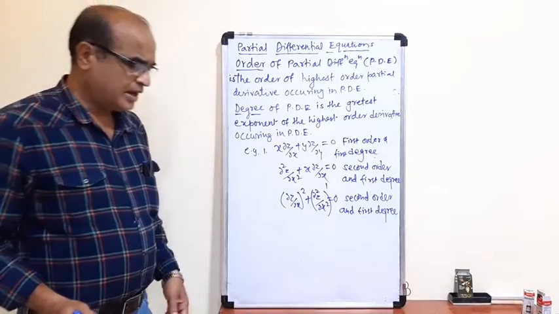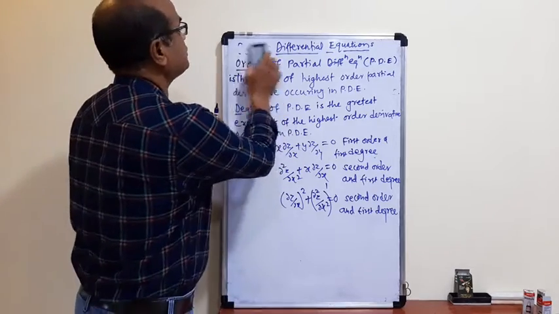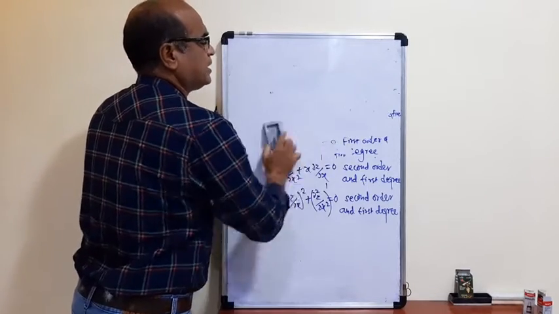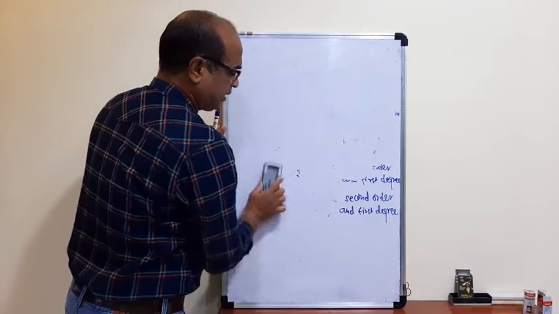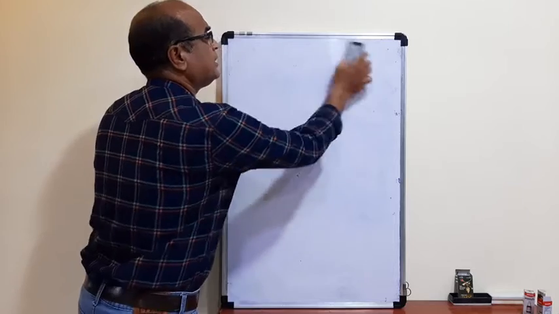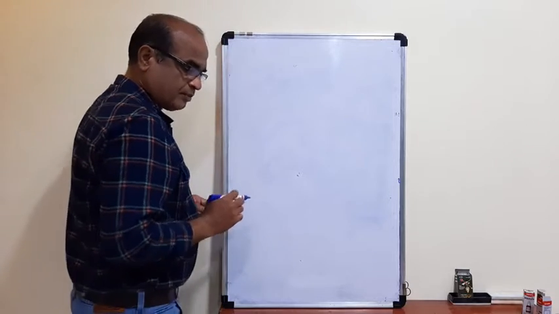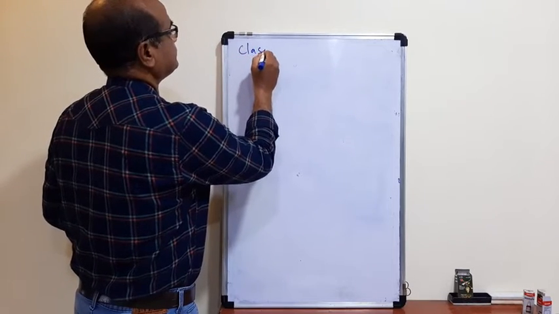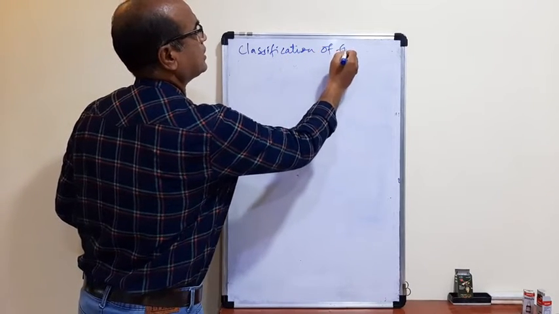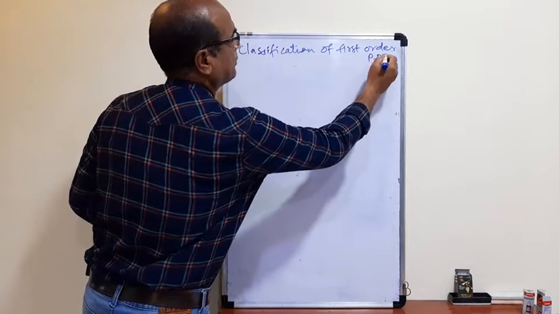So that is the degree and order of the differential equations. Now, how to form the partial differential equation? There are two ways: by elimination of arbitrary constants and by elimination of arbitrary functions. Before that, the classification of first order PDE, that is, partial differential equation.